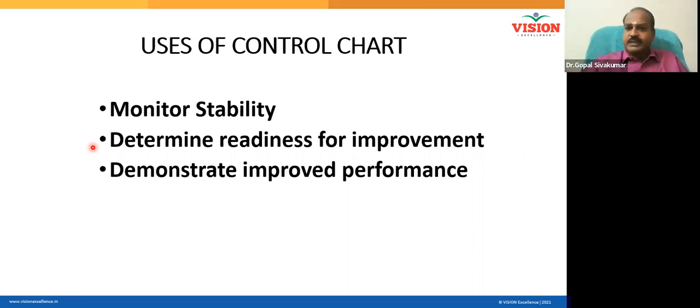So, third point, demonstrate improved performance. You can use the control chart to tell someone that you have significantly improved. Look at the control chart before my project. Look at the same control chart after my project. Do you think people will be able to understand the improvement that you achieved by looking at a graph?